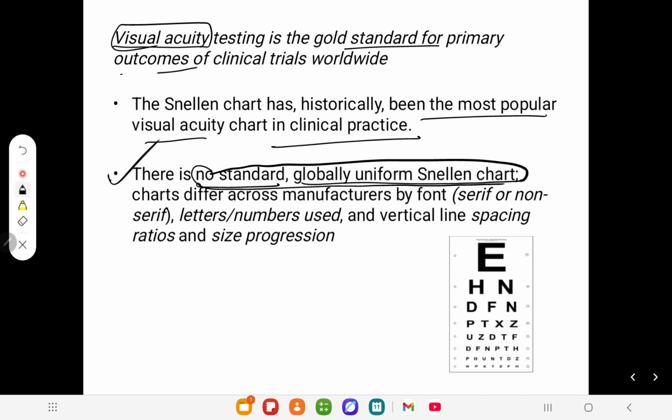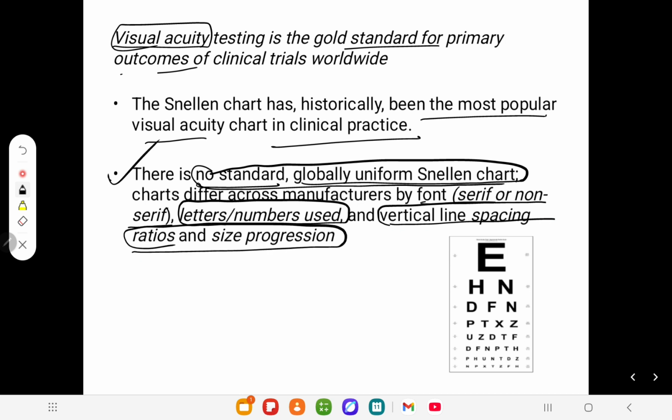Charts differ from manufacturer to manufacturer, especially in font. Font can be serif and non-serif, the letters and numbers used can be different, and so can the vertical line spacing and the ratio of size progression. These are not globally uniform. They can differ from manufacturer to manufacturer. Vertical line spacing and size progression are very crucial in the ETDRS chart. I will come to that later.